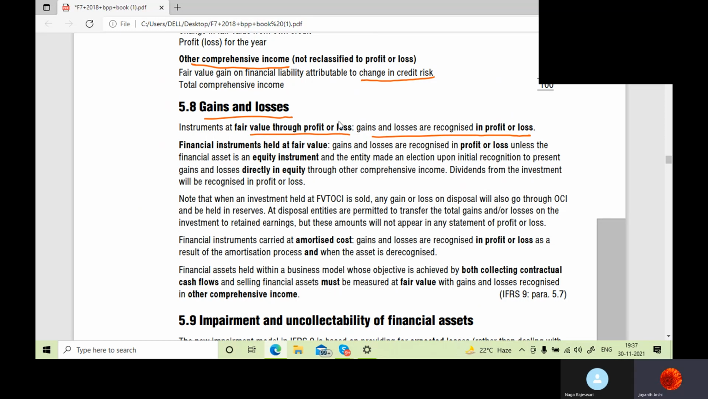Instruments at fair value through P&L means these are the securities which are held for trading purposes. Whenever I speak about profit or loss, it is trading purpose. Whenever I speak about held for sale, it is OCI. Understood now?